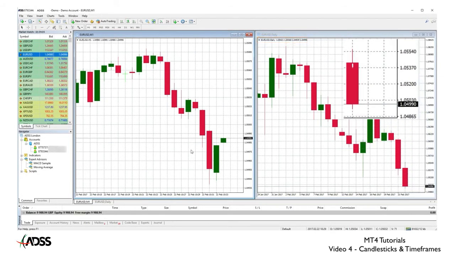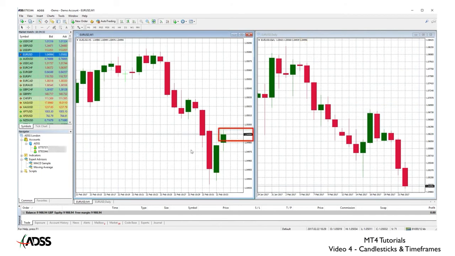It is red, and therefore we know price is lower on the day. Price opened this morning at $1.0542. It has been as high as $1.0556, as low as $1.0497, and is currently at this price. Obviously, this figure will be continually updated until the end of the trading day. Then the candle closes and a new candle starts over.